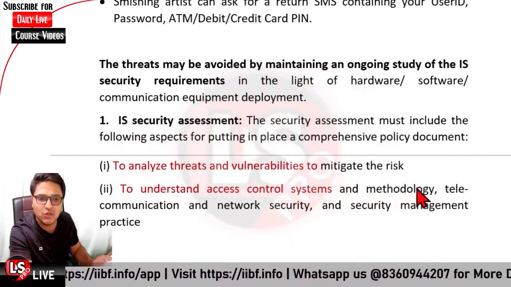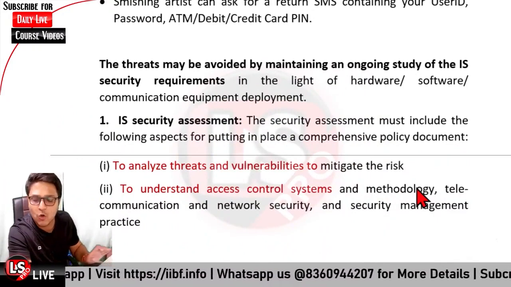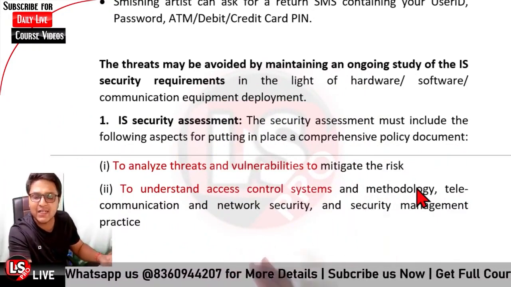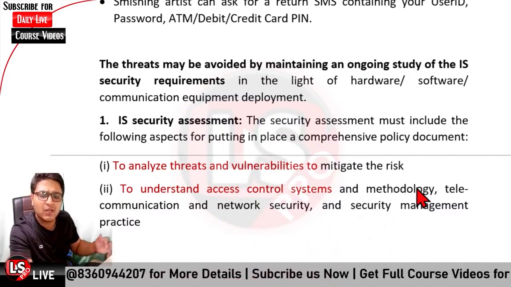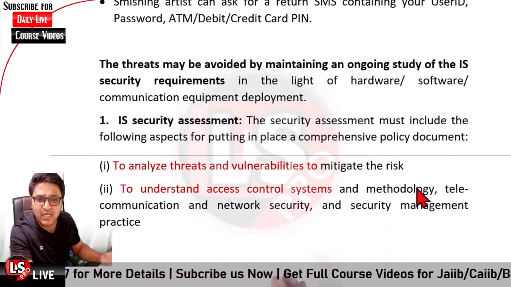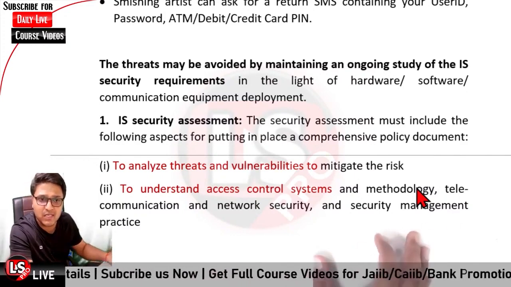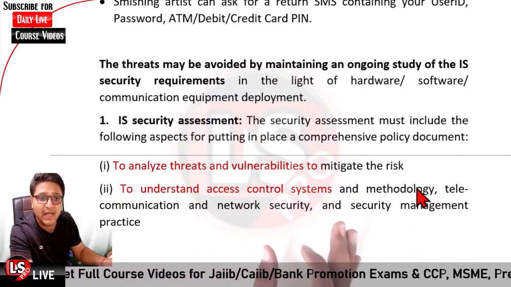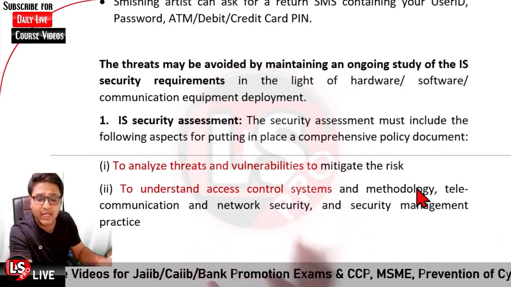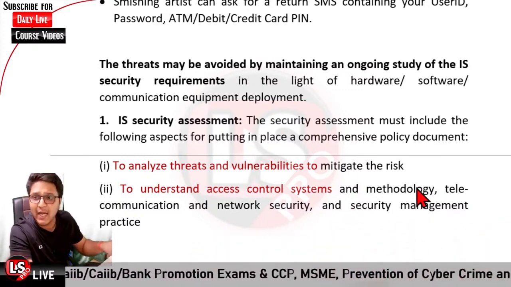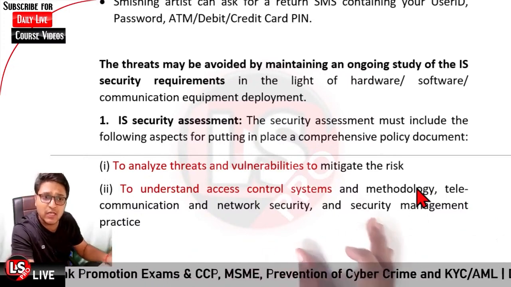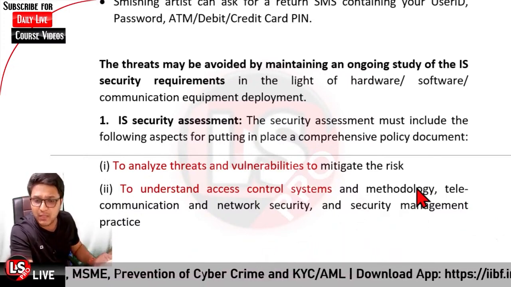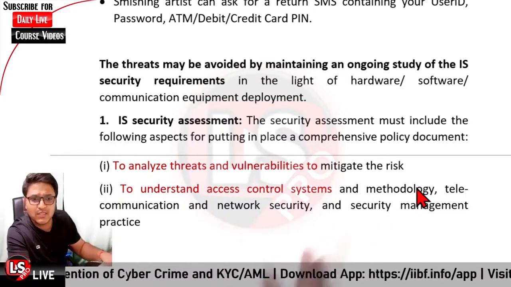Every second the technology is changing, and so it is an ongoing process to assess what threats and vulnerabilities are available, and how we can use the technology to mitigate the risk. Further, we need to understand the access control system and methodology. It is very important to understand how telecommunication works, and how we can enhance our network security or manage our security management. So this is an ongoing process.